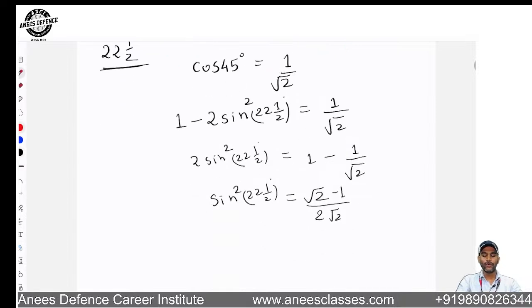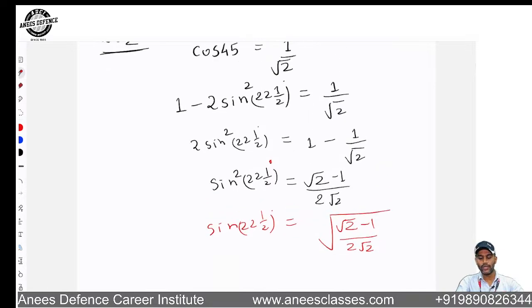If you take the square root on both sides, you'll get sine 22 and half is equal to plus minus under root this. Yes or no? But we can't take negative. Why? Because in the first quadrant, sine is not negative. It is positive. So I don't have to take the minus sign here. So I can directly write under root (2 minus 1) over 2 root 2. Is there any doubt? I hope it is clear.